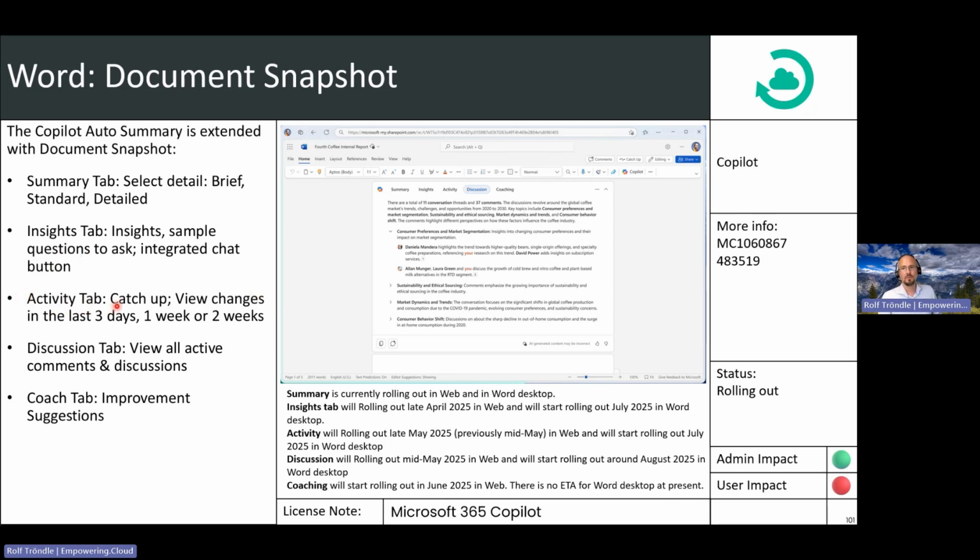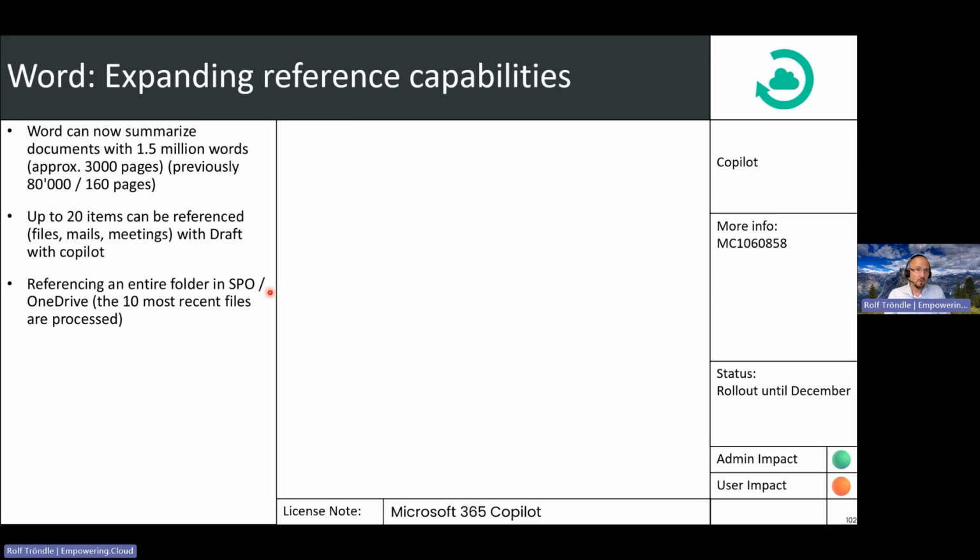activity tab. If you work with the document, you were away for some days, you can then catch up and view all changes made to the document within the last 3 days, 1 week, or 2 weeks. The discussion tab with all active and open comments and discussion within this Word document, and the coach tab to improve suggestions.